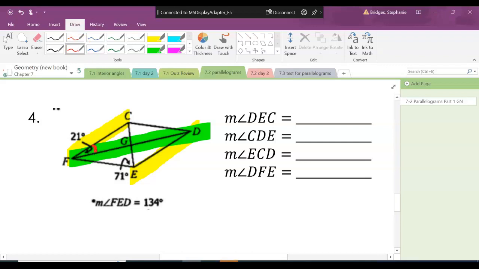Do you guys remember way back when we talked about alternate interior angles? And we said that if we have parallel lines, alternate interior angles are always going to be congruent. Yep. So if I'm looking, that top angle CFG is labeled as 21 degrees. If I want the alternate interior, where is that going to be? It's at D. Is it the top one at D or the bottom one at D? The bottom one. So this angle right here is also what? 21 degrees.